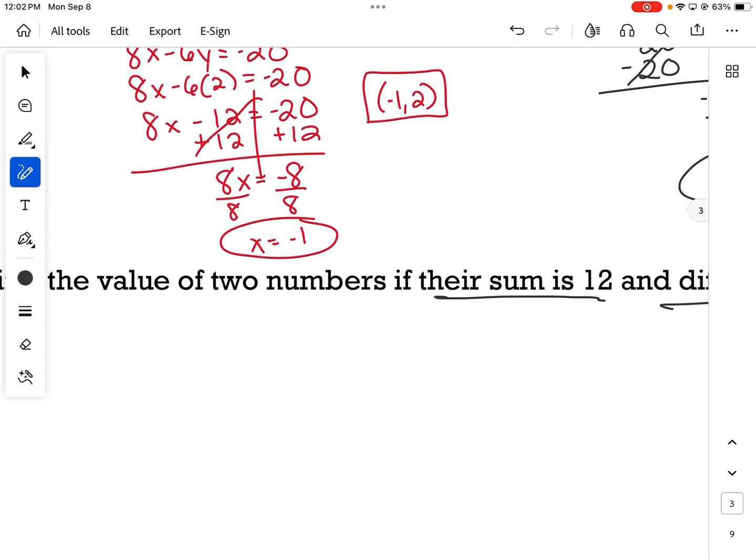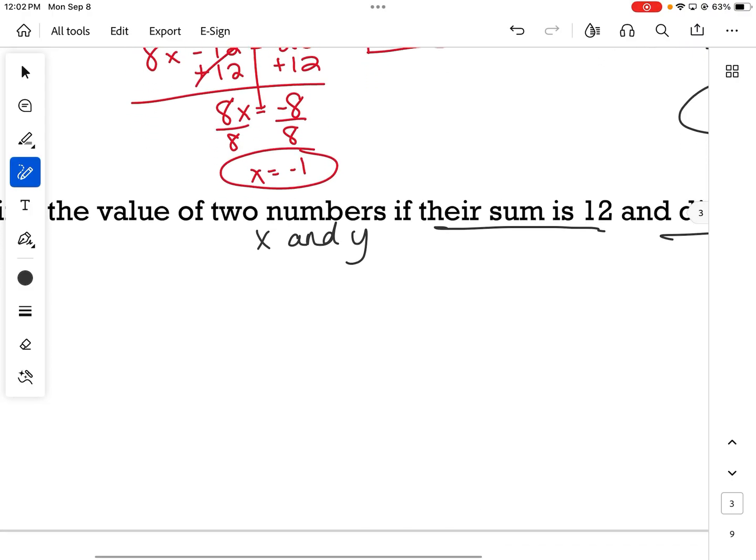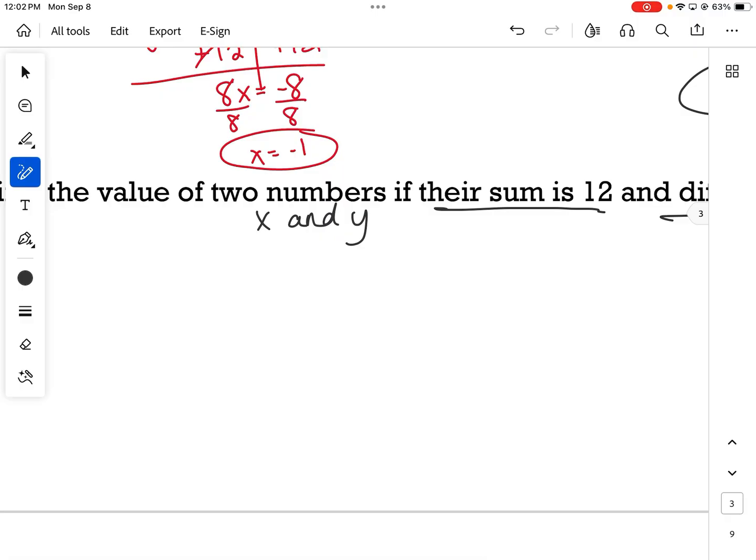Possibly. Let's just call them a variable. What about just x and y? Or a and b? So we need to write the equations. The sum is 12. So how do we write that? X plus y equals 12. And then what about difference? How would we write that? X minus y is, what does it say? 4. Okay.